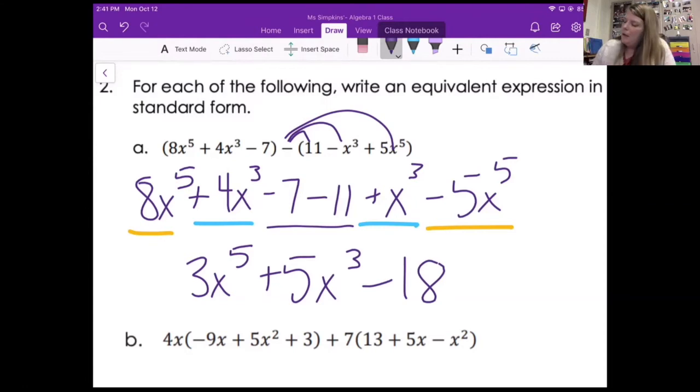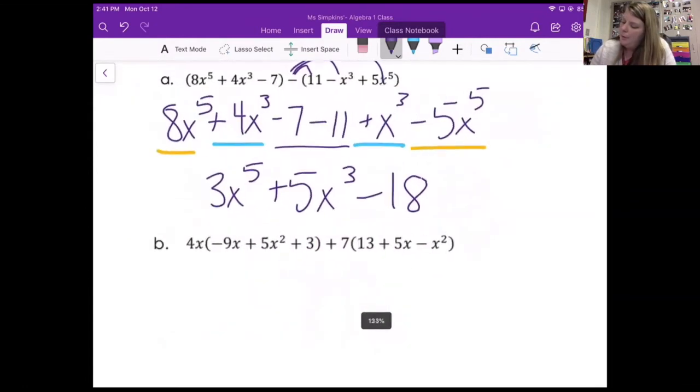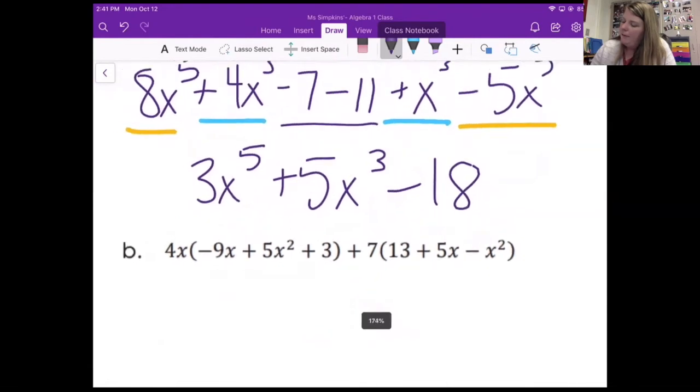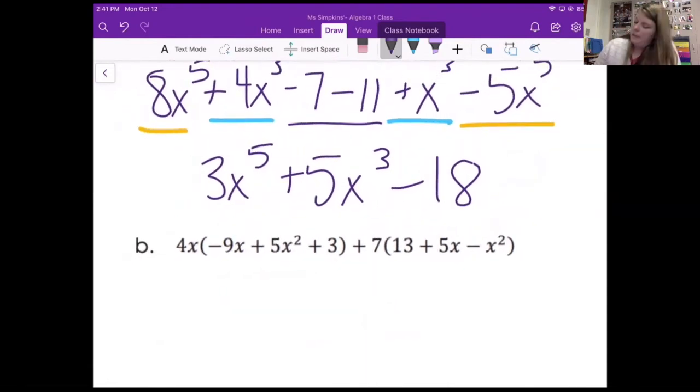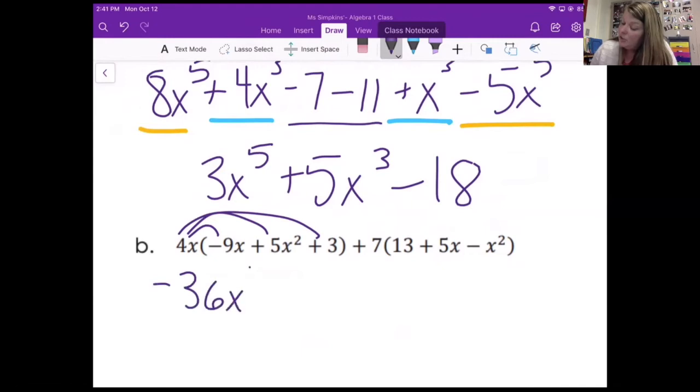Awesome. Okay. I had a few of you get through letter B, but let's do it together if you haven't looked at it yet. So in the first set of parentheses, I'm distributing 4x. 4x times negative 9x is negative 36x squared. What is 4x times 5x squared? Well, I hope you realize it's 20.